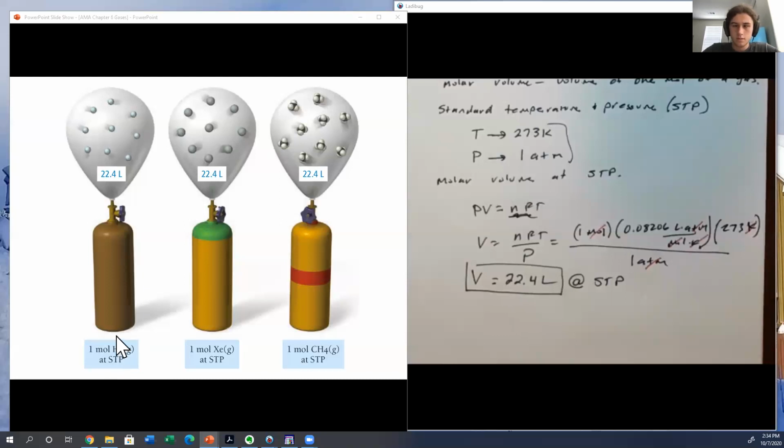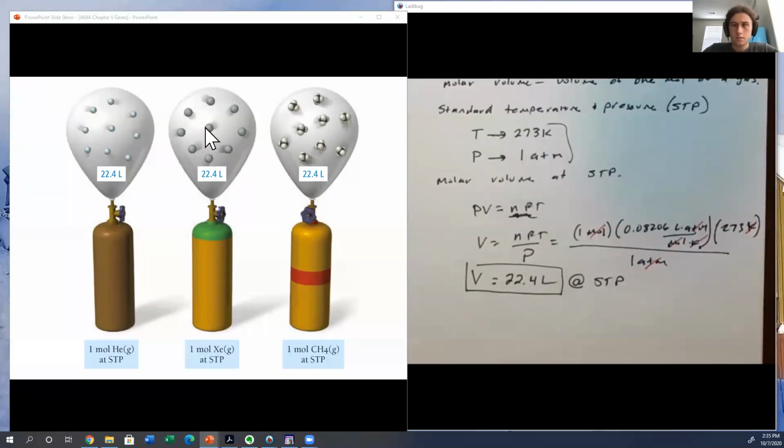If it's helium and you have a mole at standard temperature and pressure, it's going to have a volume of 22.4 liters. If it's xenon, even though the xenon atoms are much bigger than the helium atoms, 1 mole at standard temperature and pressure is going to occupy 22.4 liters, right? Even if you have a molecule like methane, doesn't matter. 1 mole at standard temperature and pressure, 22.4 liters. It doesn't matter what it is.